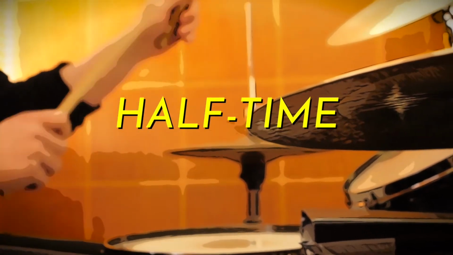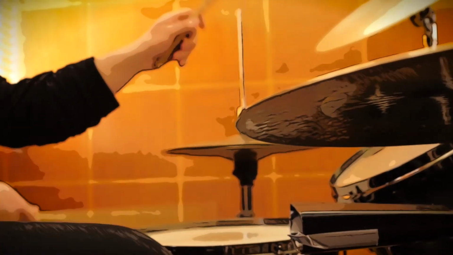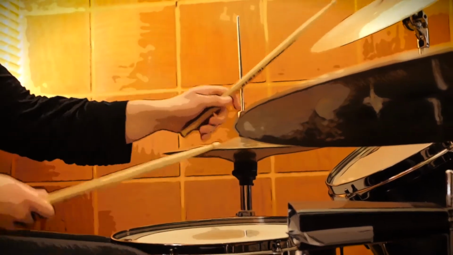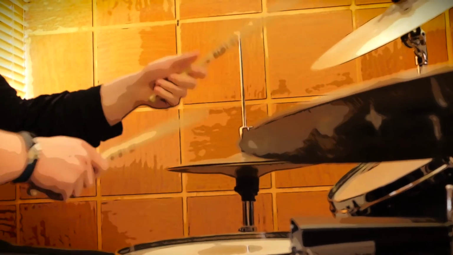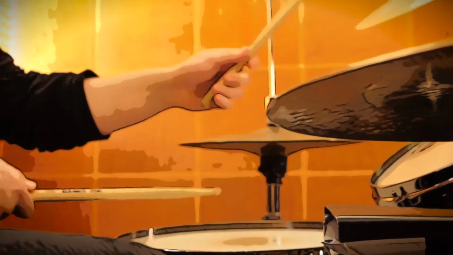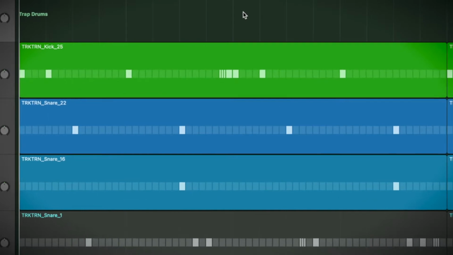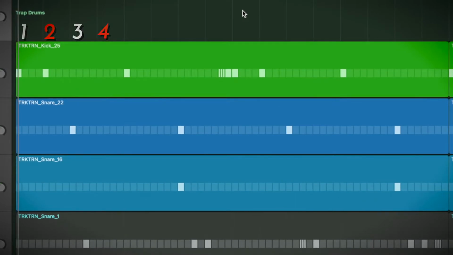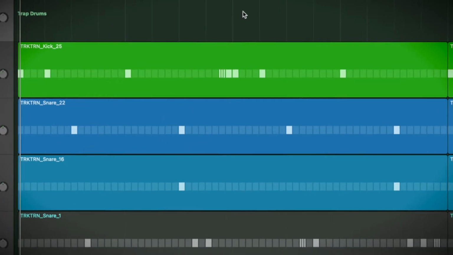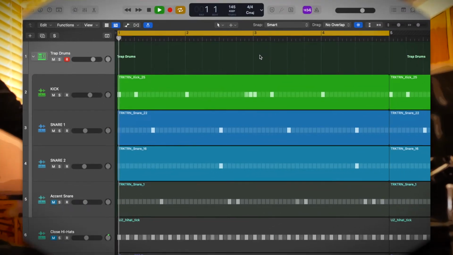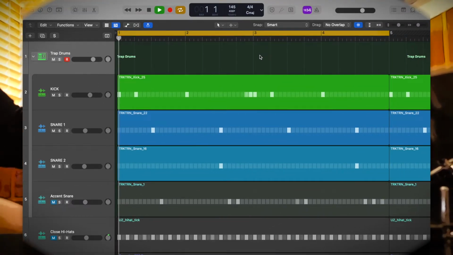Halftime means that we are essentially creating the illusion of the song slowing down without changing the BPM. To achieve this effect, instead of having the snare hit on the 2 and 4, like it would be the case with the 4 kick 2 snare or the 2 kick 2 snare pattern that we showed you last video, we now have the snare hitting on the 3 and the 6, or to be more precise, the 3 of the next bar. You could also look at this pattern as the 2 kick 2 snare pattern, but happening over 2 bars instead of 1.